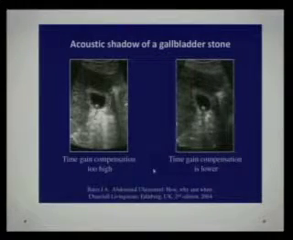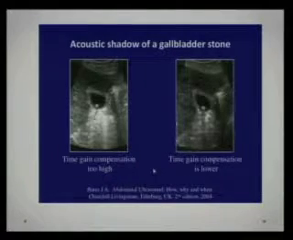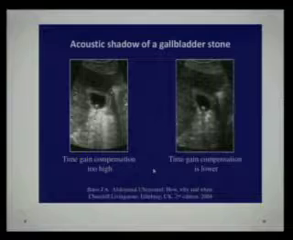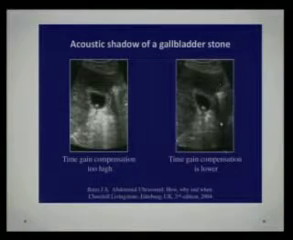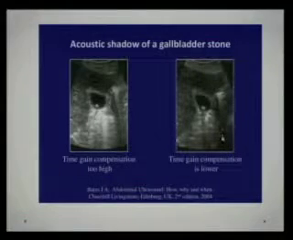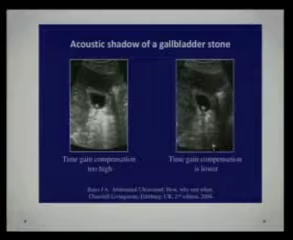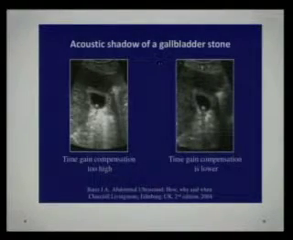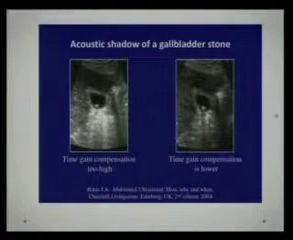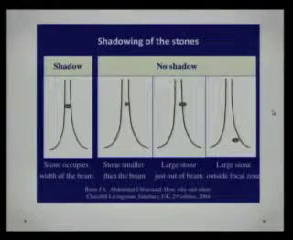Time gain compensation tells us that as the depth of the soft tissue increases, away from our probe, more time is needed for the ultrasound beam to reach it and thereby return back to the transducer. So by lowering the time gain compensation, you can exaggerate the echoes returning from deeper tissues back to the probe. By reducing our time gain compensation, we can exaggerate a posterior acoustic shadowing.